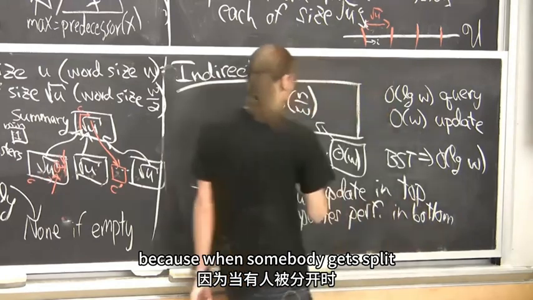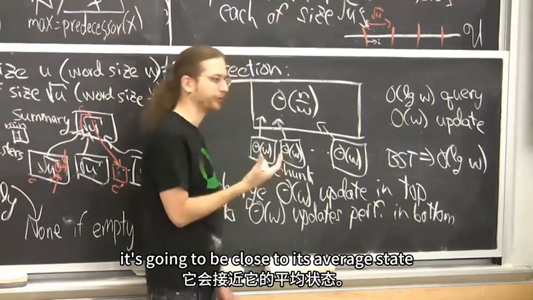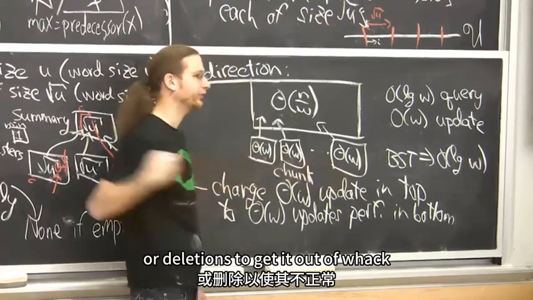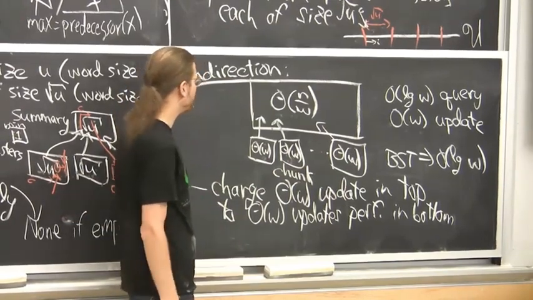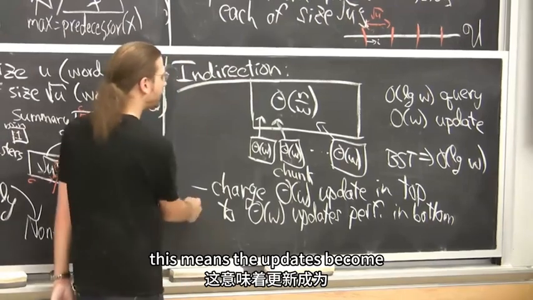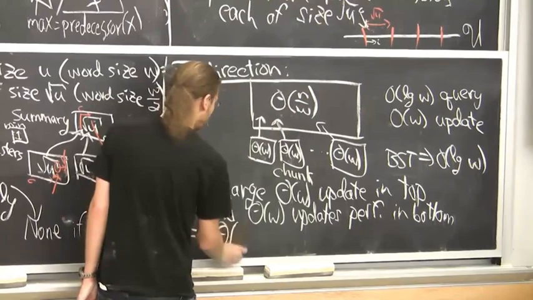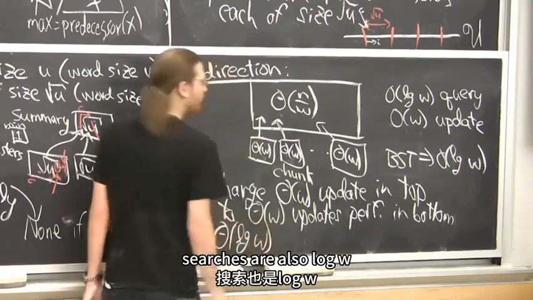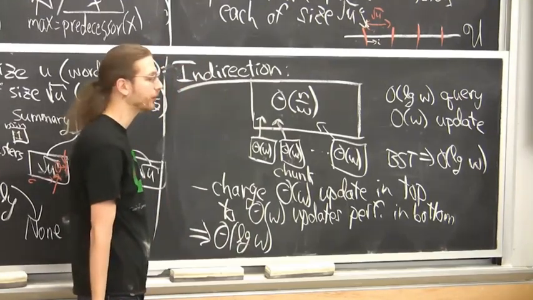Because when somebody gets split, it's nice in its average state, or when it gets merged, it's going to be close to its average state. You have to do a lot of insertions or deletions to get it out of whack and cause a split or a merge. So, boom. This means the updates become log W. Searches are also log W. So we've got Van Emde Boas again in a new way.